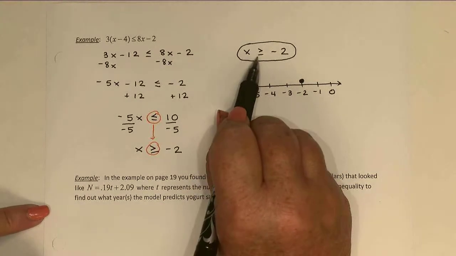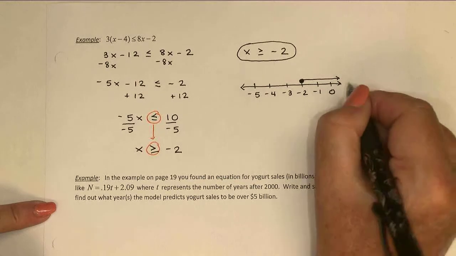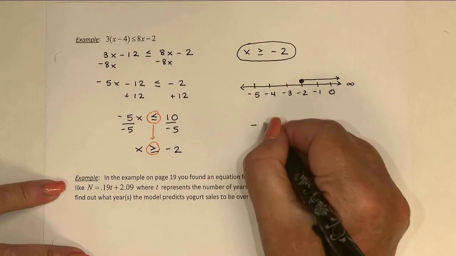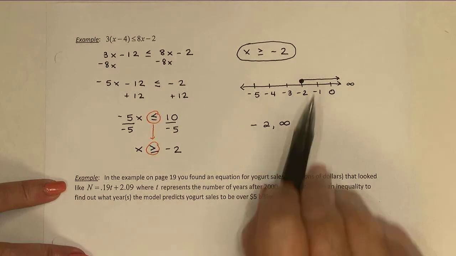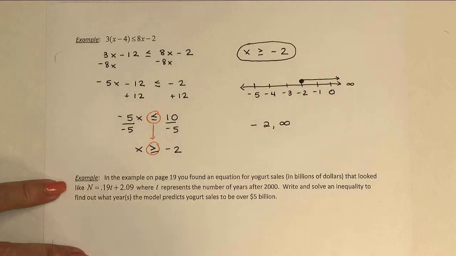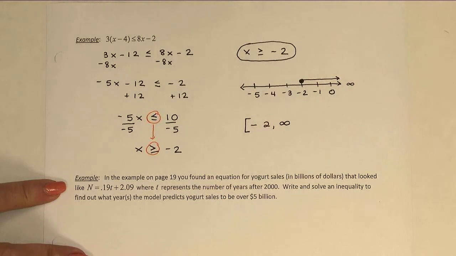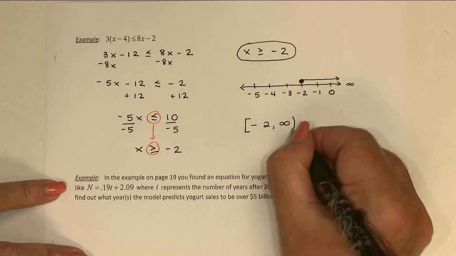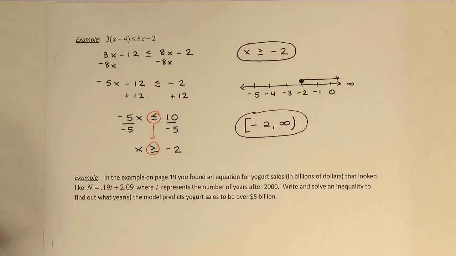And then I want x to be greater than or equal to, so I'll go this way. Again, towards the positive infinity side. And so my interval goes from negative 2 to infinity. The way we show that a number is included with interval notation is to use a bracket instead of a parenthesis. We never can reach infinity, though, so that's always a parenthesis. And there would be the interval notation form of the solution.